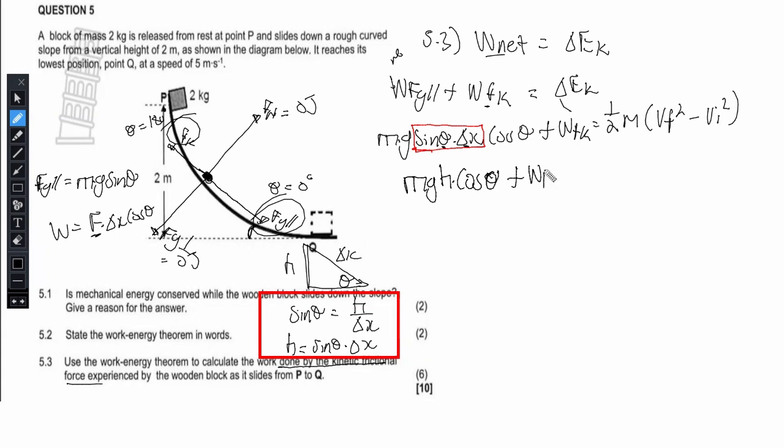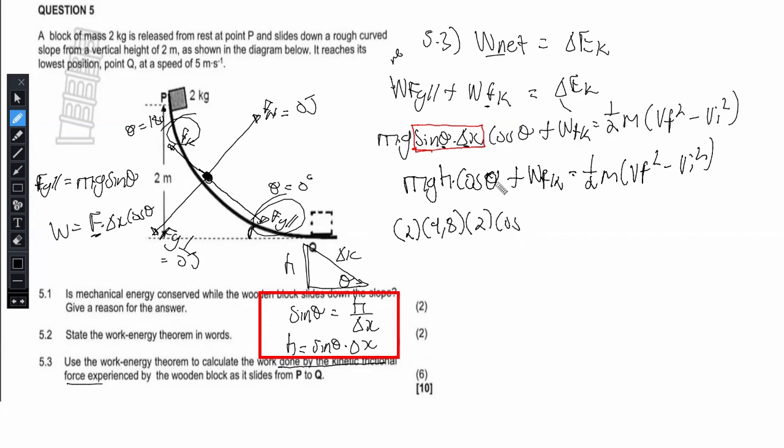Then plus work done by Fk. I'm looking for this one, so I cannot break it down. Then this is half m Vf squared minus Vi squared. At this point, let me start to substitute in my values. So what is my mass? 2, and then 9.8. My height, again, is 2 meters.